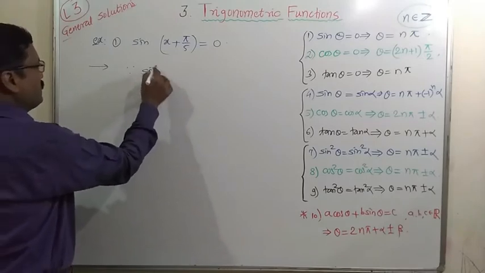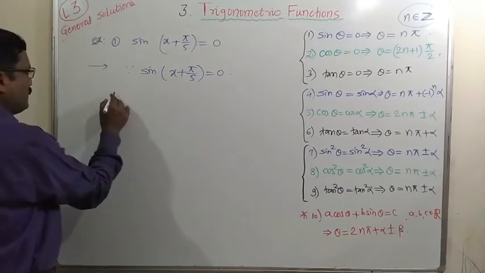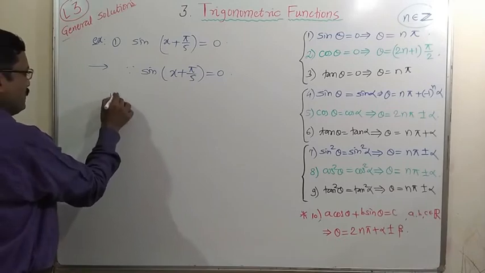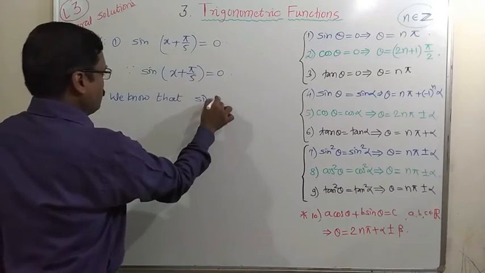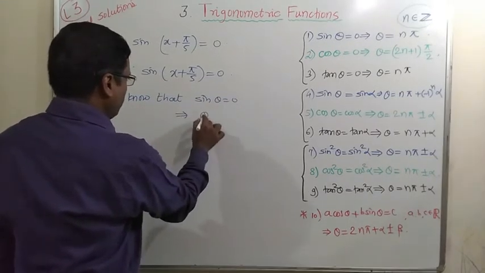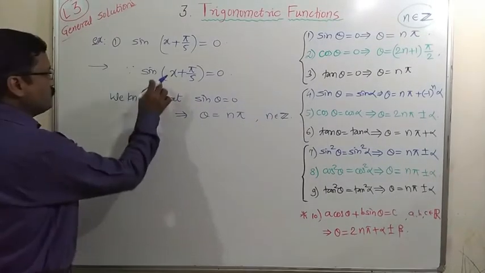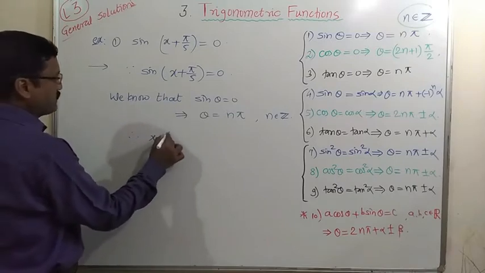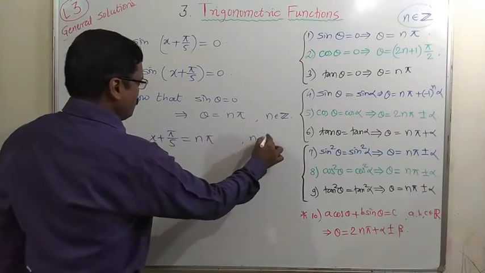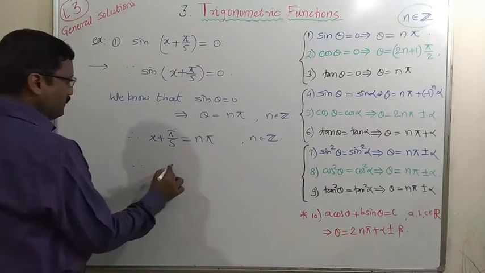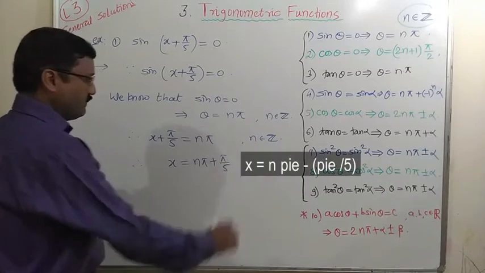Since sin of (x plus pi by 5) equal to 0, also we know that sin theta equal to 0 implies theta is equal to n pi, by the first result, where n belongs to integers. Using this here, we get x plus pi by 5 is equal to n pi, where n belongs to integers, and therefore x is equal to n pi plus pi by 5.